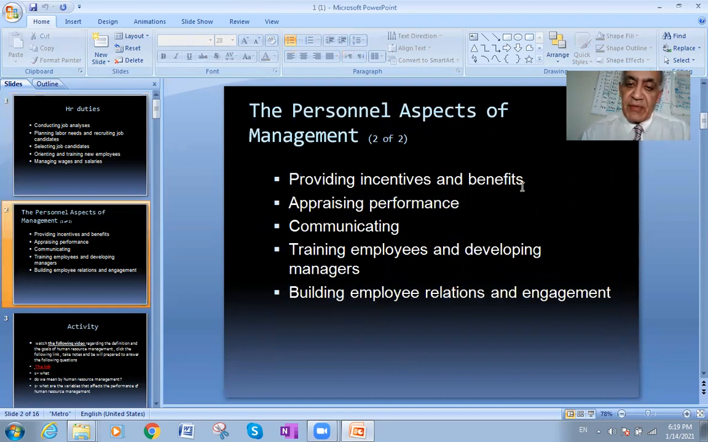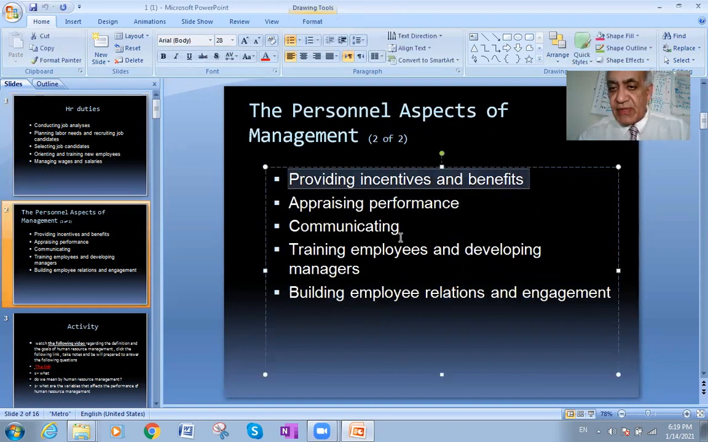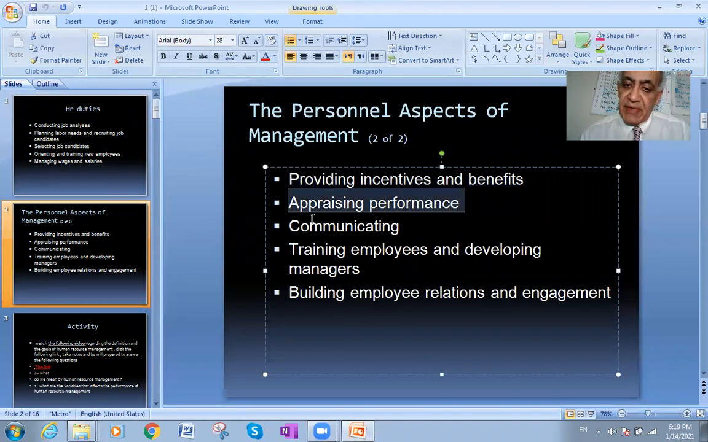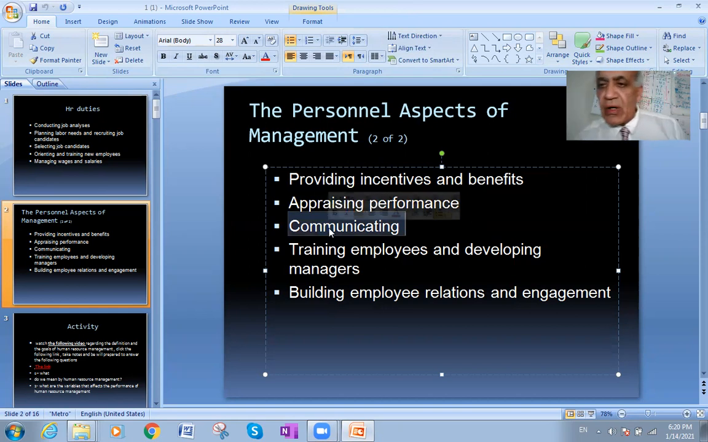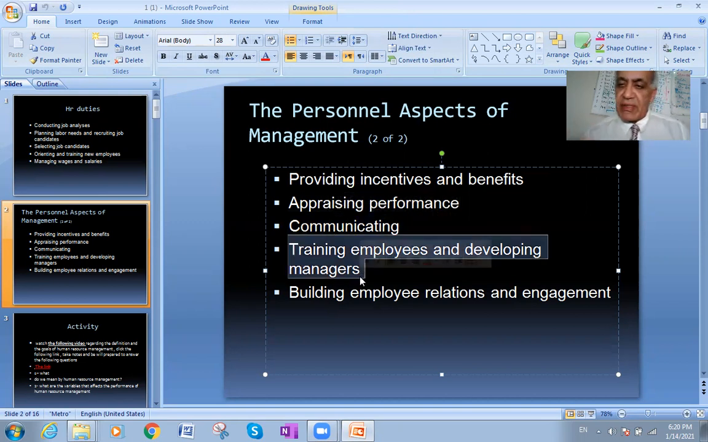Also, providing incentives and benefits. This is one of the most important jobs of them. Appraising performance means evaluating the performance of the employees and checking whether their work is done based on what's supposed to be, as the standards. Communicating with all the levels in all the departments, like the financial departments and the production departments. So you have to communicate with all of those. Training employees and developing managers, and the training, by the way, is an ongoing process. It's always working, always moving, never stop training.